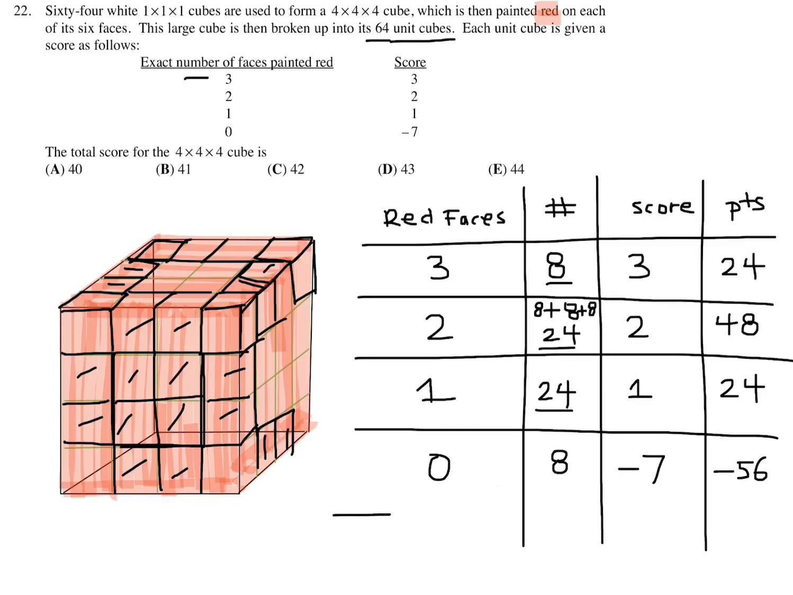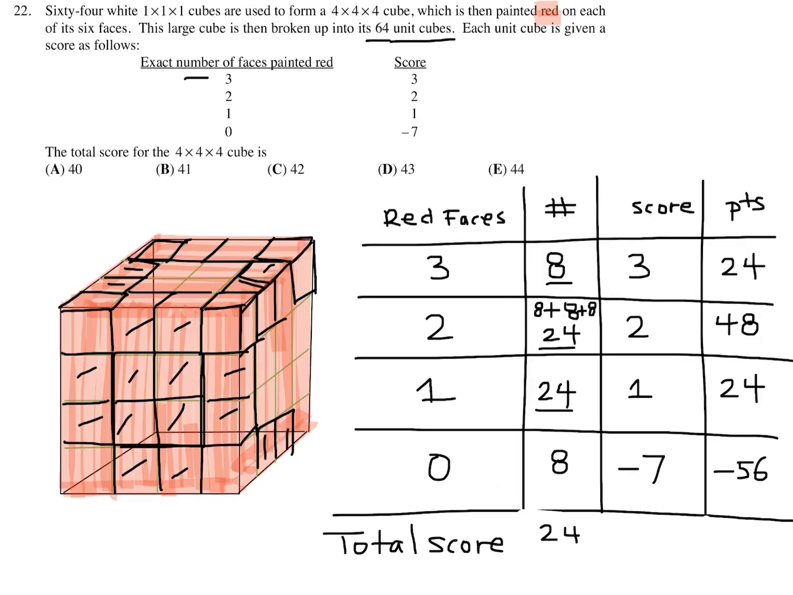So now we have to figure out the total score. So total score of this scenario is 24 plus 48 plus 24 minus 56, and this equals 40. So the answer to number 22 is A.